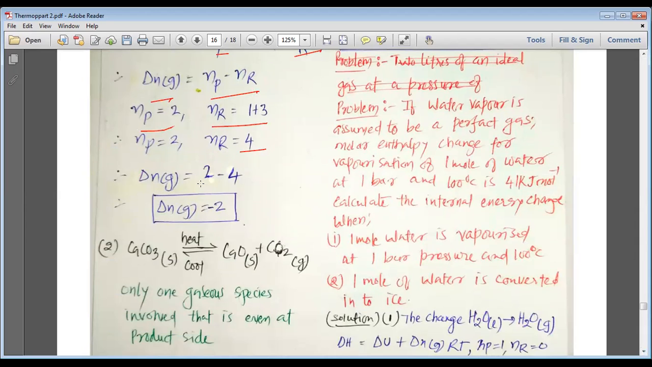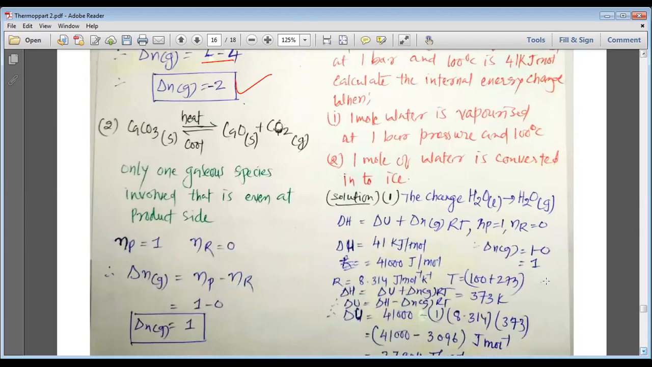And that is why delta N gas is equal to 2 minus 4, and that is why it is minus 2. Same way, my dear students, when we look at this equation, here we have CaCO3 which is solid, that gives us CaO that is solid, but we get carbon dioxide which is gas. So here we have just gas in the product side, and that is even 1 mole. So here your NP is equal to 1 mole, but your NR is equal to 0.